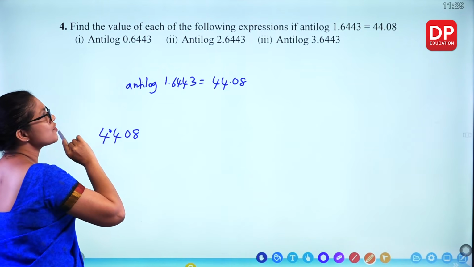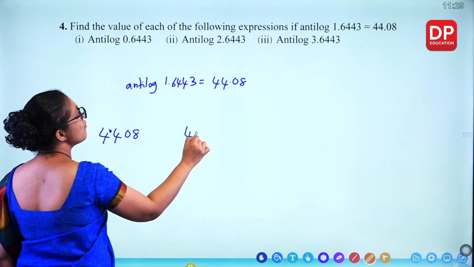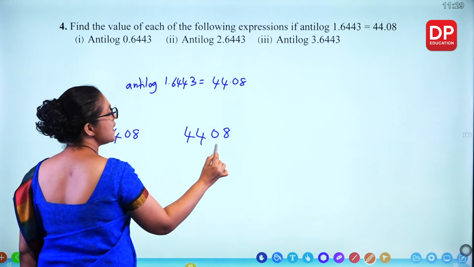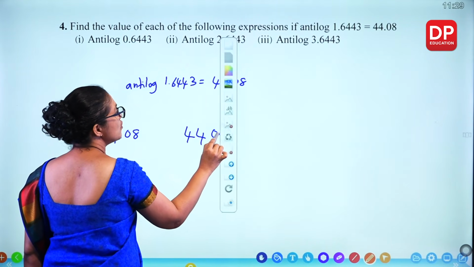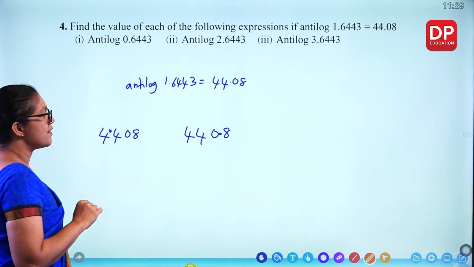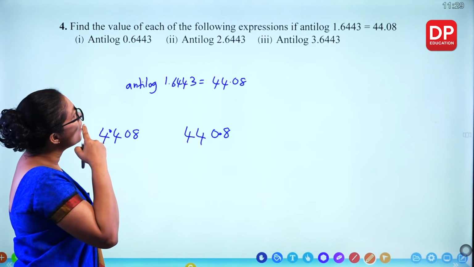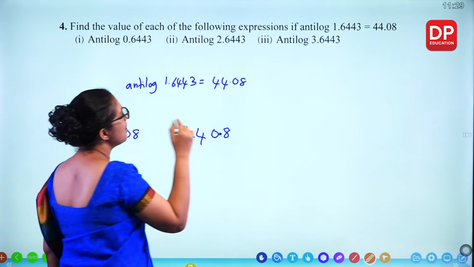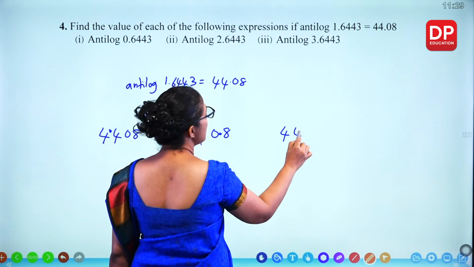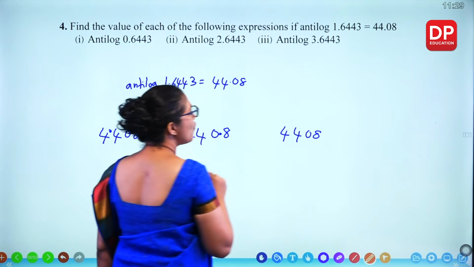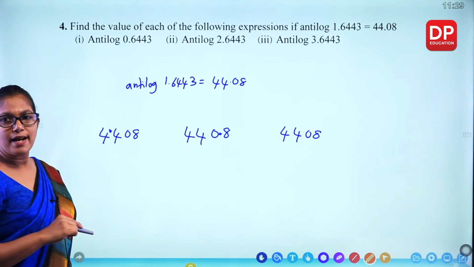Here same mantissa. The characteristic is 2. So what's the answer? 4408. Characteristic is 2 means move the decimal place 2 places to the right. 440.8. This one, same mantissa, 4408, 3 places to the right. So 4408.